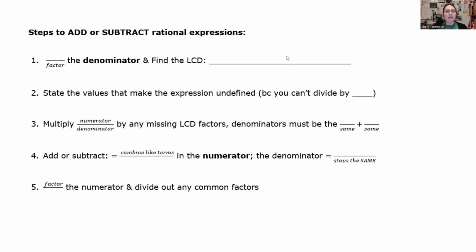All right, let's get started. I'm about to start the notes. We're going to get started on day 34, adding and subtracting rational expressions.